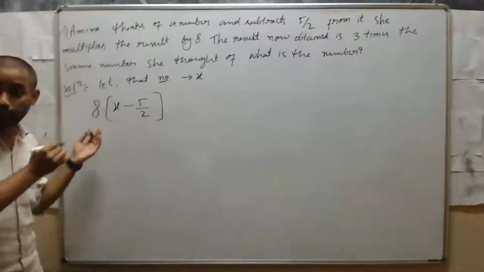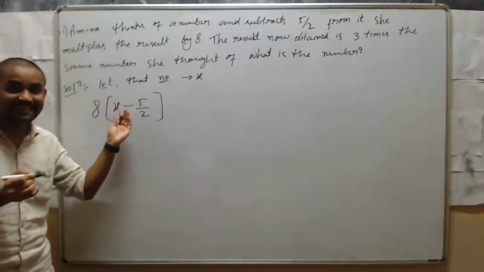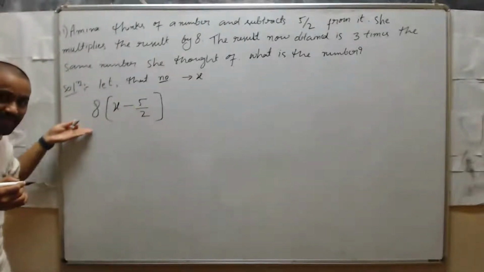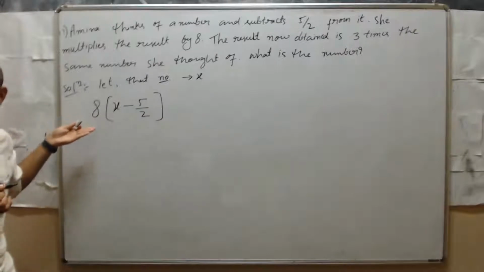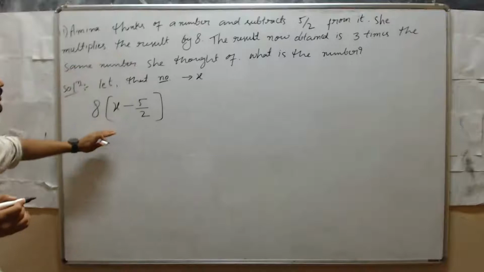She multiplies both x as well as minus 5 by 2 by 8, and that is the result, x minus 5 by 2, multiplied by 8. We are making it directly in the question only.